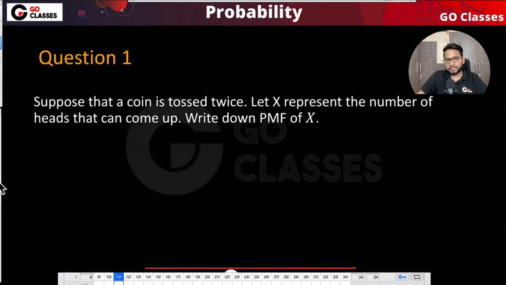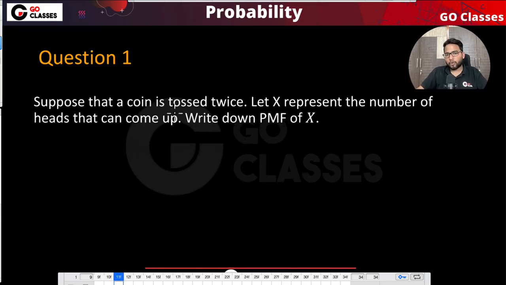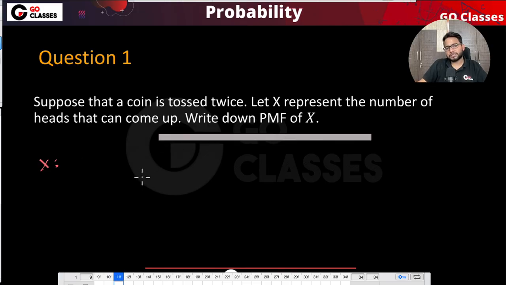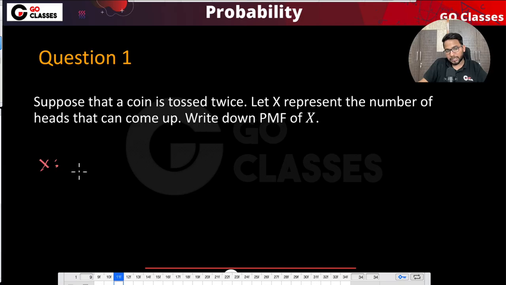Okay. Now let's just do this question. Suppose that a coin is tossed twice. Now we are tossing the coin twice, and let x represent the number of heads that can come up. So if you're tossing it twice, then the number of heads in the complete experiment could be 0, could be 1, could be 2, right?